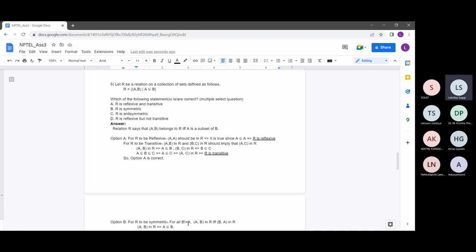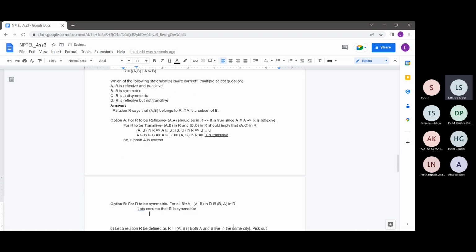Okay, maybe what we can do is something like contradiction. I've written this definition for R being symmetric: for all B not equal to A, (A, B) in R if and only if (B, A) in R. This is the basic definition. So let's assume that R is symmetric. I don't know whether it is symmetric or not, but let's just assume it is.